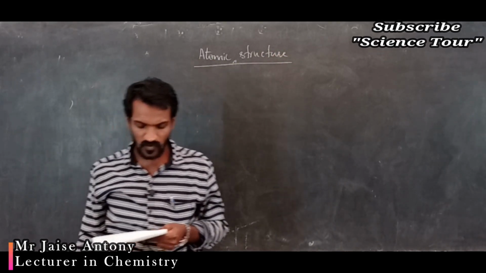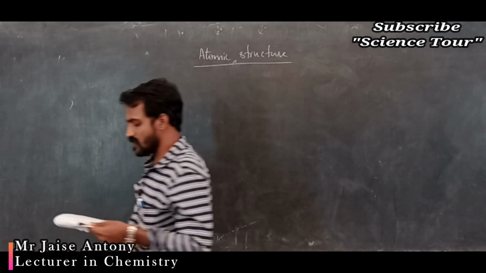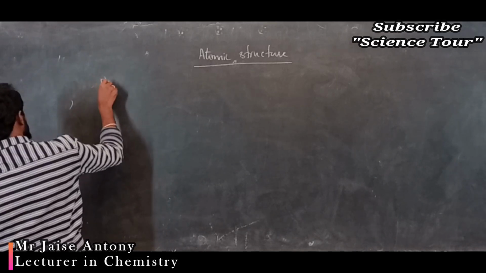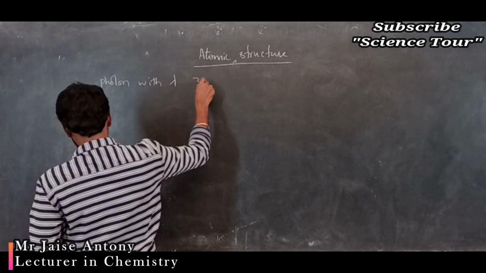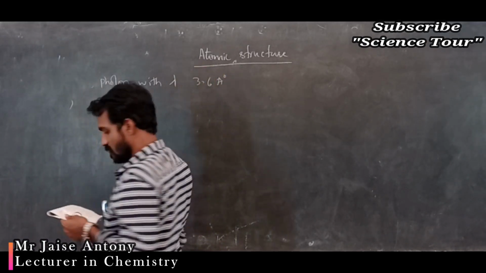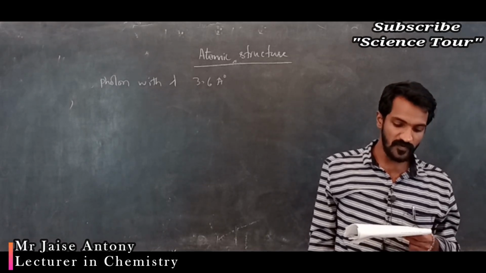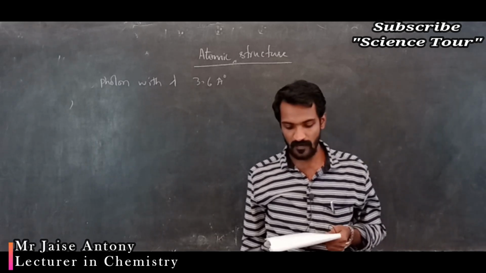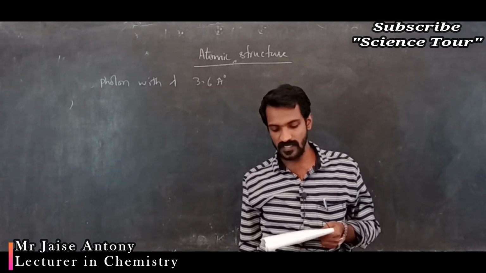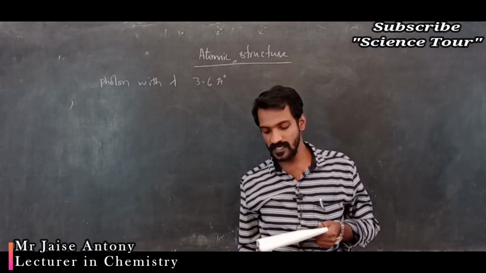So my dear students, the question is: the mass of a photon with the wavelength 3.6 Angstrom is? The answers given are: A, 6.135 into 10 to the power minus 29 kg; B, 3.60 into 10 to the power minus 29 kg; C, 6.135 into 10 to the power minus 33 kg; and D, 3.60 into 10 to the power minus 27 kg.